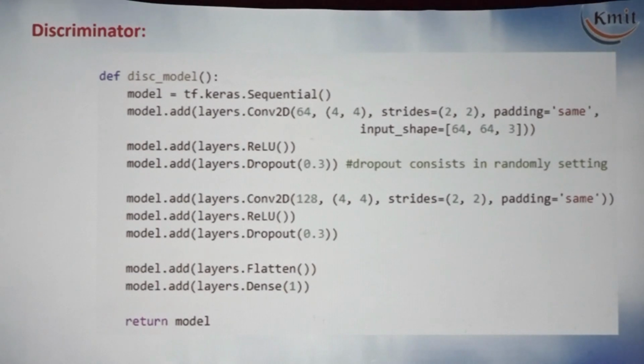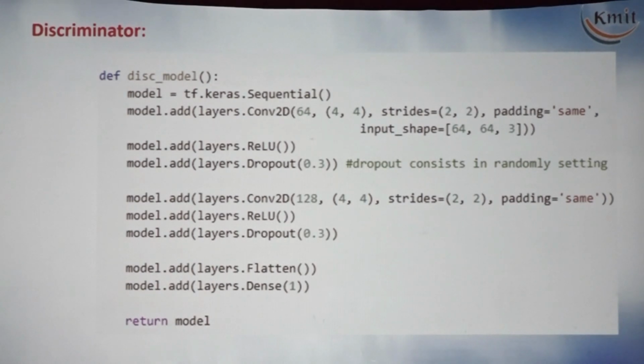And the size of the image is 64 by 64, and I am creating 64 features. After that, I am using a dropout layer of 0.3. What is that 0.3? This is also optional. The dropout layer is also optional.